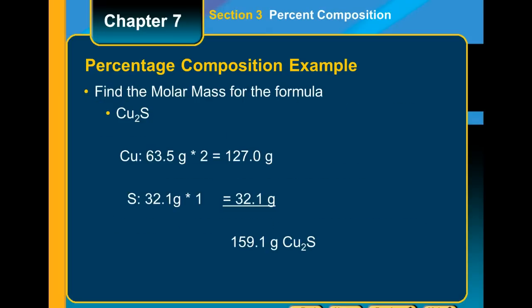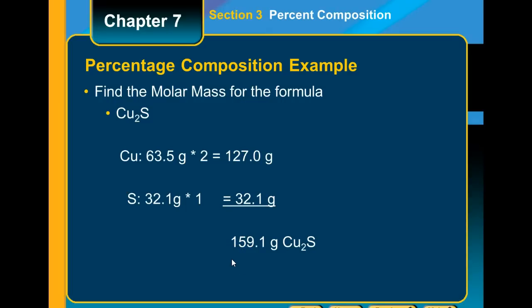So if we're looking at Cu2S, how you do this is you take the molar mass off the periodic table of the Cu times the number that are present to get a mass, and you do the same for the S times how many are present in the compound, and then you add up the whole thing, and this tells me that I have 159.1 grams for the total mass for Cu2S. This is the molar mass, by the way.